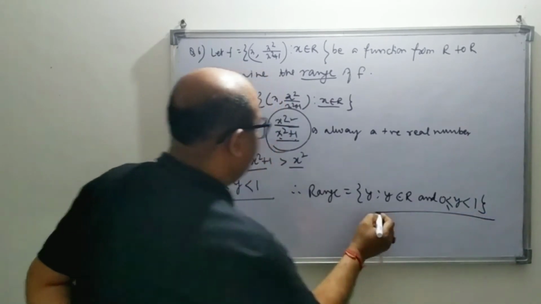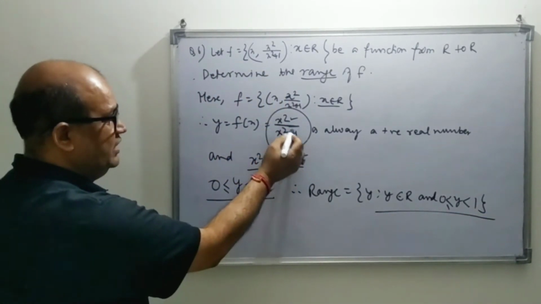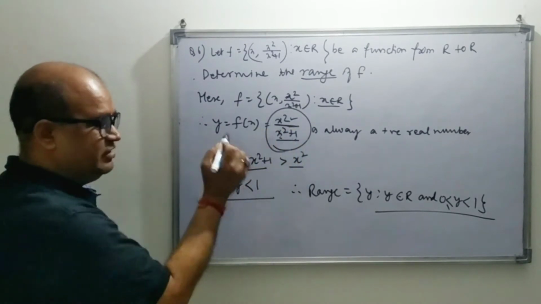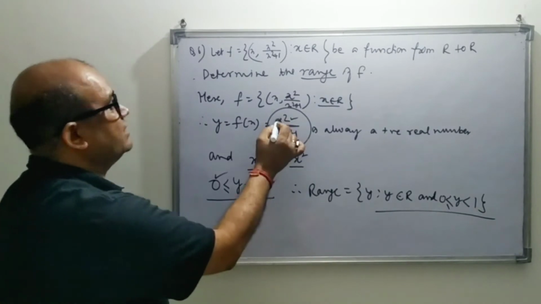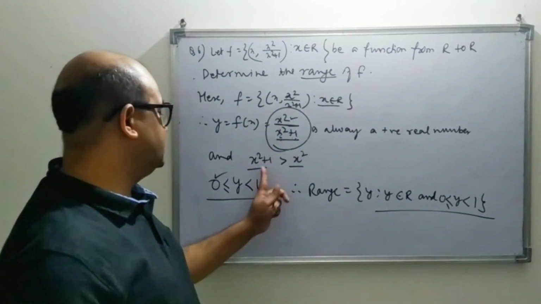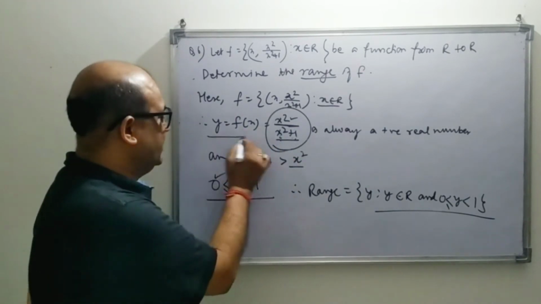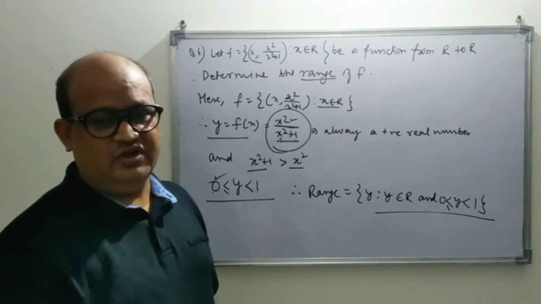Why is it so? Because if x is 0, then x square by x square plus 1 is 0 by 1, that is 0. Now since x square plus 1 is greater than x square, this fraction is always less than 1. So the range is always less than 1 and greater than or equal to 0 for any real value of x.